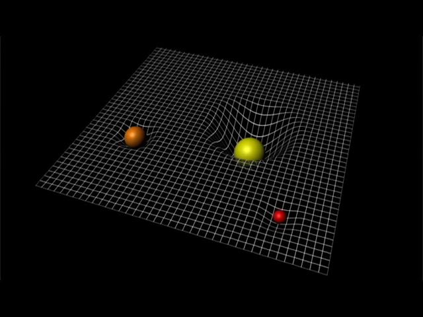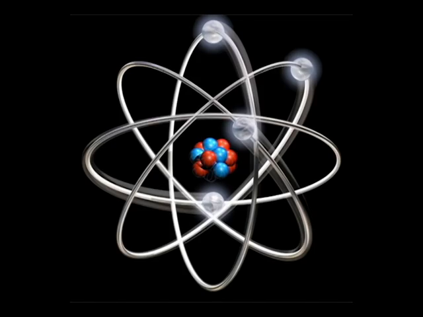But many questions are still unanswered about general relativity. One of the main questions is how general relativity works with the laws of quantum physics to create a theory of quantum gravity.